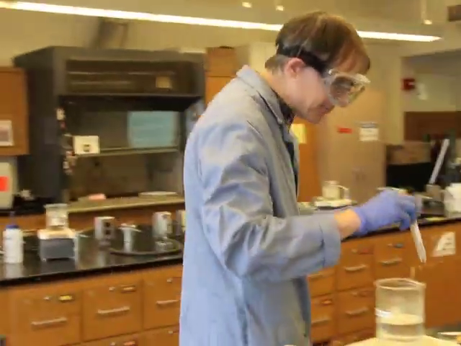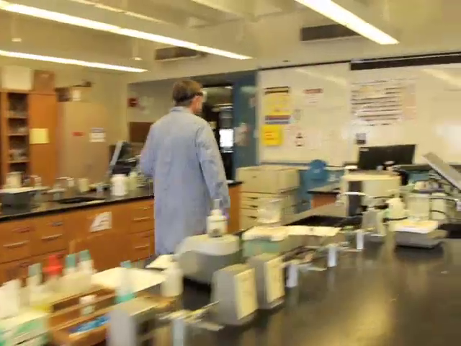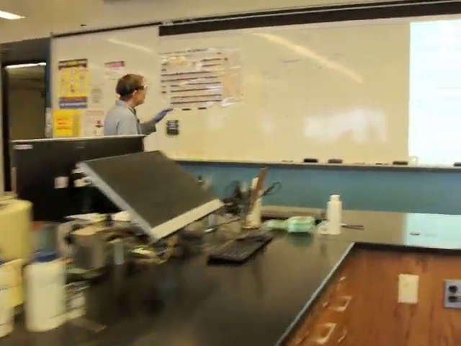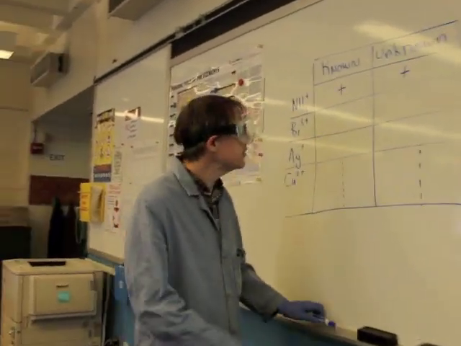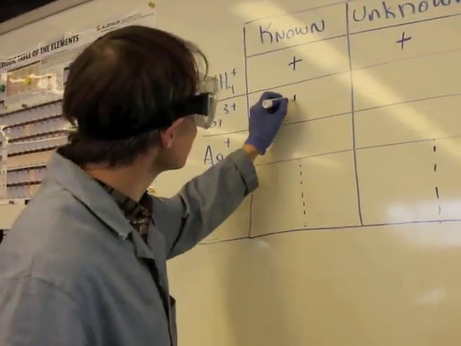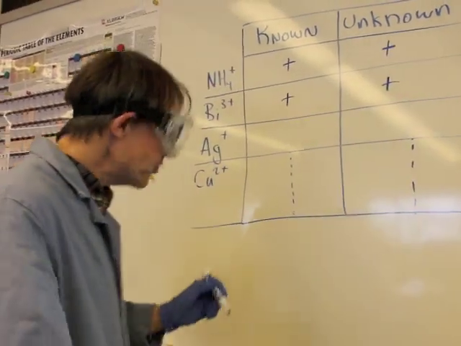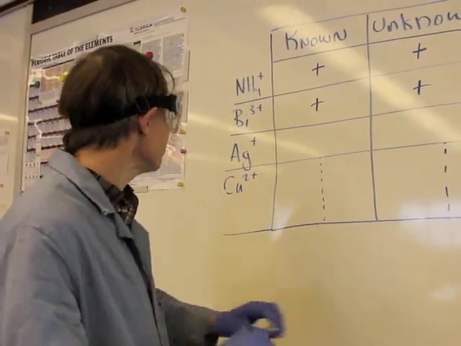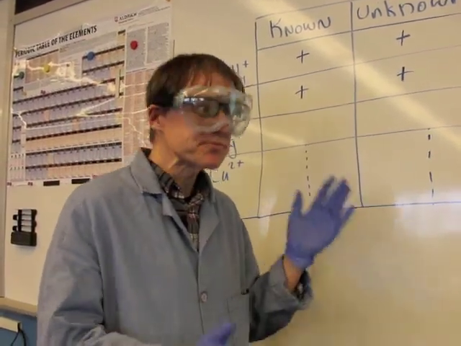So I'm going to go ahead and put this right over here. Move over to our result table. The known had ammonium, the unknown had ammonium. Now for bismuth, the known and the unknown both have that particular ion. 2 positive tests for our unknown.